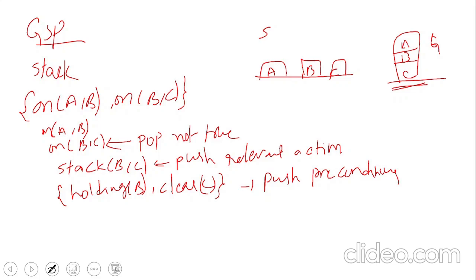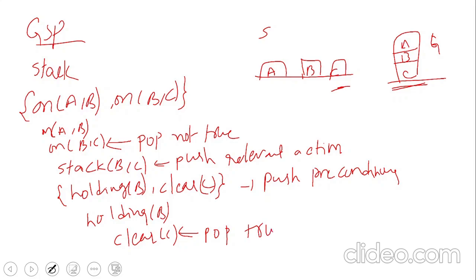Okay, now what do I need to write? First, holding B, you write separately. Holding B, clear C. Okay, so first this one, pop, clear C. So clear C is true in the state, yes. So pop, true. Whenever it is true, no need to do anything.